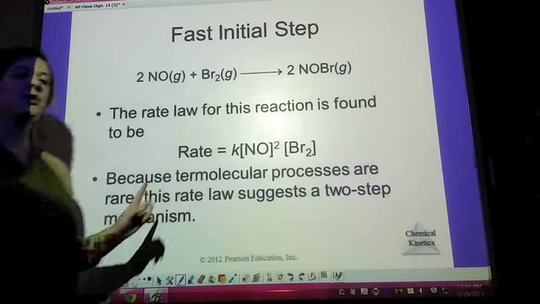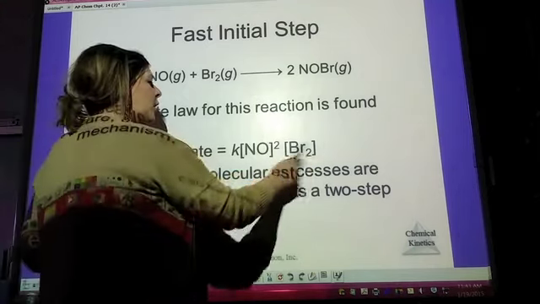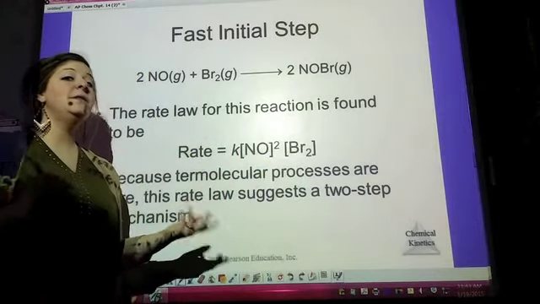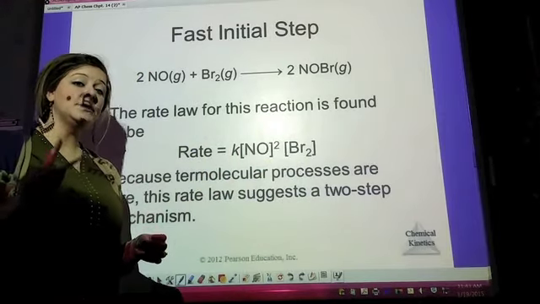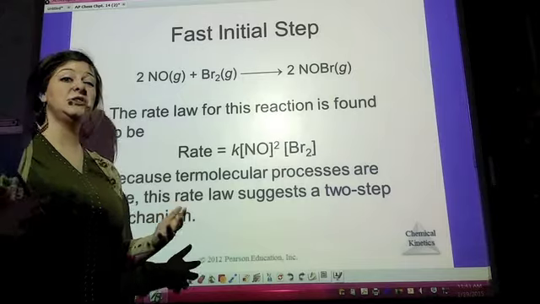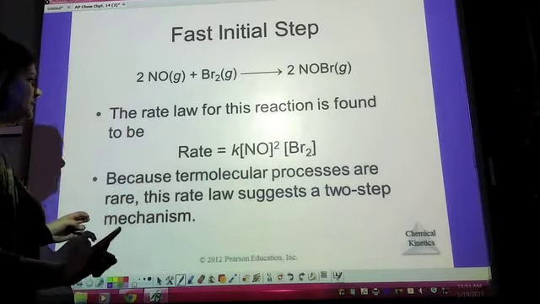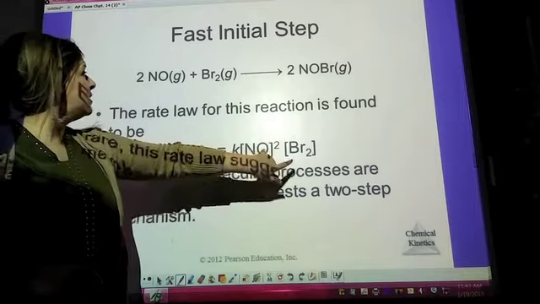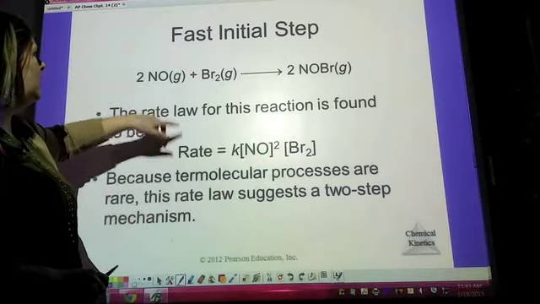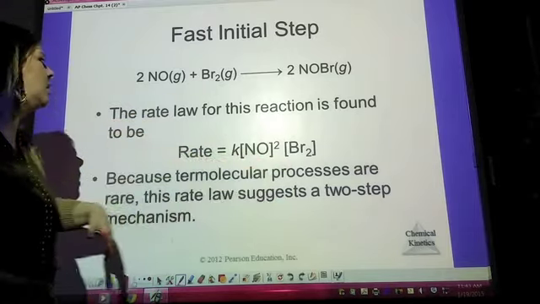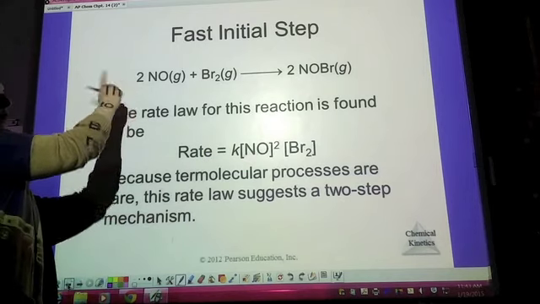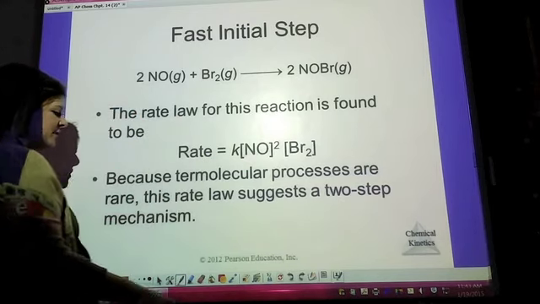This is a termolecular process. I have an overall order then of 3. So would this happen in one single step? You should be saying no, because I just told you that termolecular processes are not ever really in single steps. So this overall reaction here, this rate law can't just be based on this one single overall reaction.